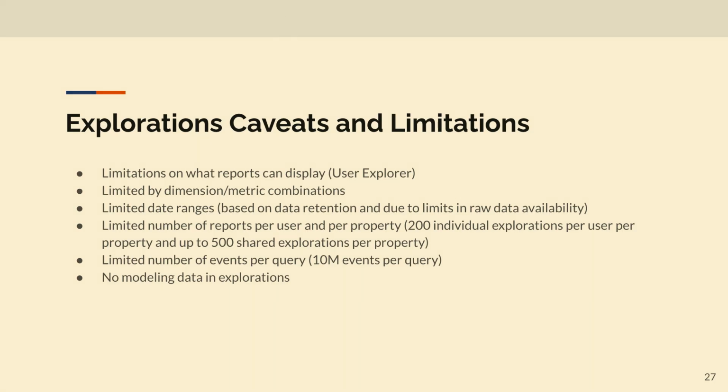So there's a lot of limitations on this report. The user report or the user explorer, which we're not going to get into, that's built in if you're passing user ID. It populates that report, but it really tells you very little that you might want to know, so you might have to go backwards to figure that out. It's limited by dimension and metric combinations, which can be a pain. So you may not be able to answer the questions you want. Limited date ranges. And there's some really large limits on reports per user per property and number of events per query. And then there's no modeling data in these, right? So this is only measured stuff.